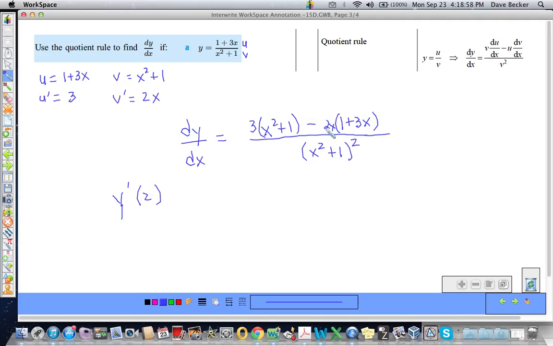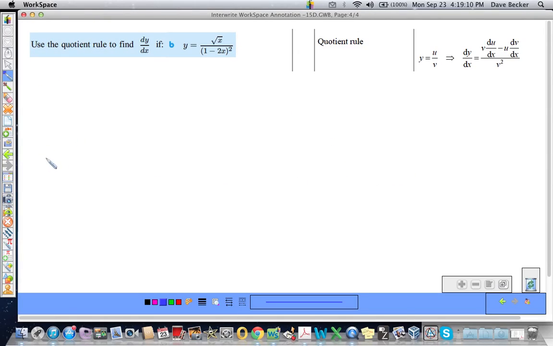So, don't simplify unless you're asked to or you absolutely have to. But here you go. That's a perfectly good answer for the derivative using the quotient rule. And I only have one more example. How about them apples, huh?